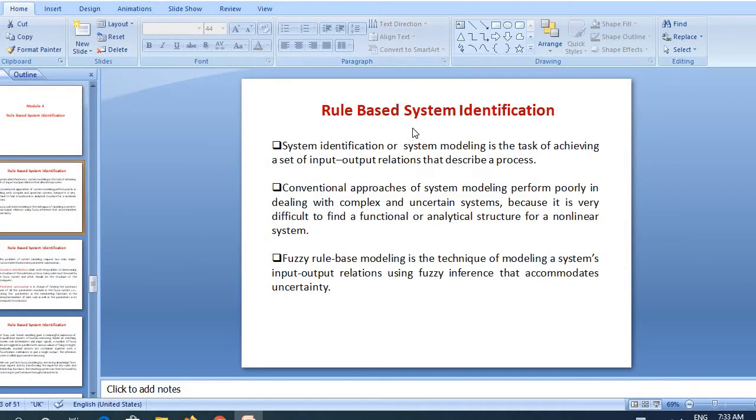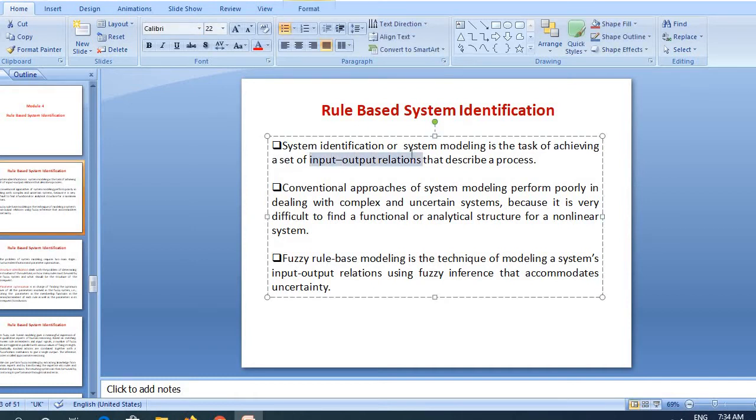First, let me ask you, what is system identification, or you can call it system modeling? System identification or system modeling is the task of achieving a set of input-output relations that describe a process. That is, if you are having a process or a plant or any system, that system will have certain inputs and it will have outputs. Obtaining a relation between the input and output is called system modeling or system identification.